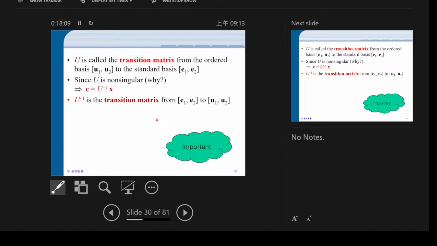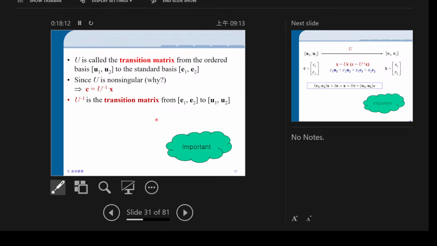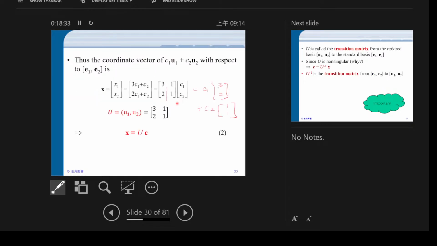Okay, and so this U is called a transition matrix from your basis u to the basis e, the standard basis. So it is a transition matrix from the ordered basis u1, u2 to the standard basis e1, e2. Okay. And so here we answer the second question: how you go from the coordinates in u to the coordinates in x is you multiply this U on your coordinates in u, so U times c becomes the coordinates in the standard basis x.